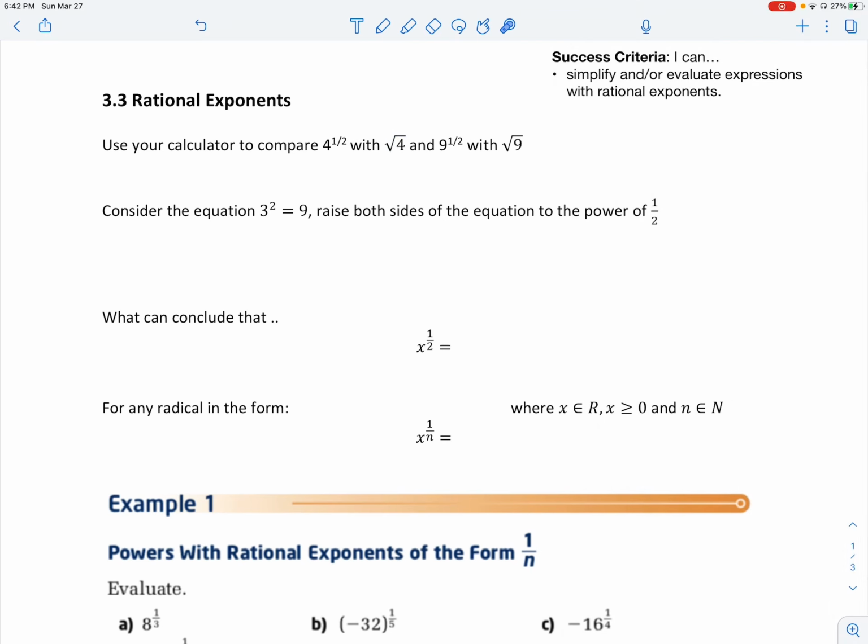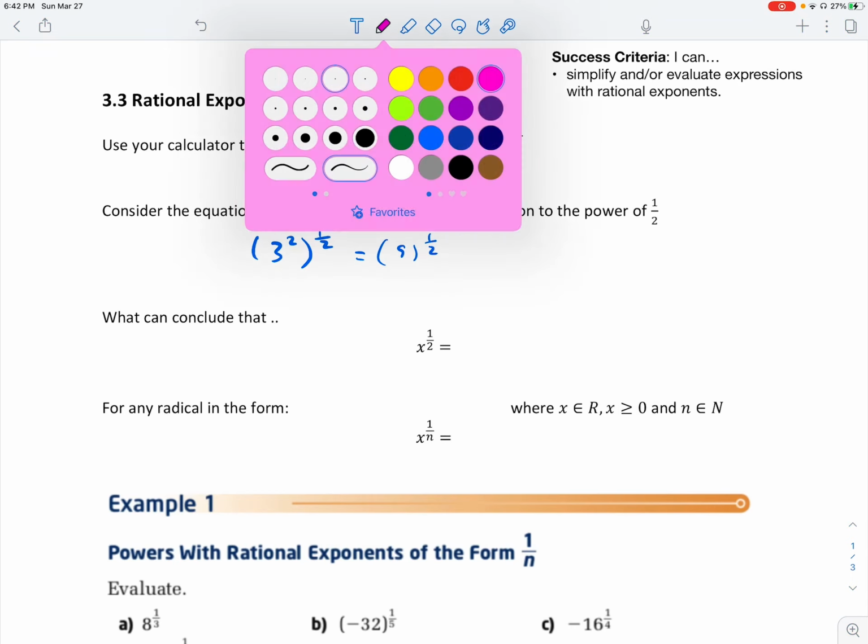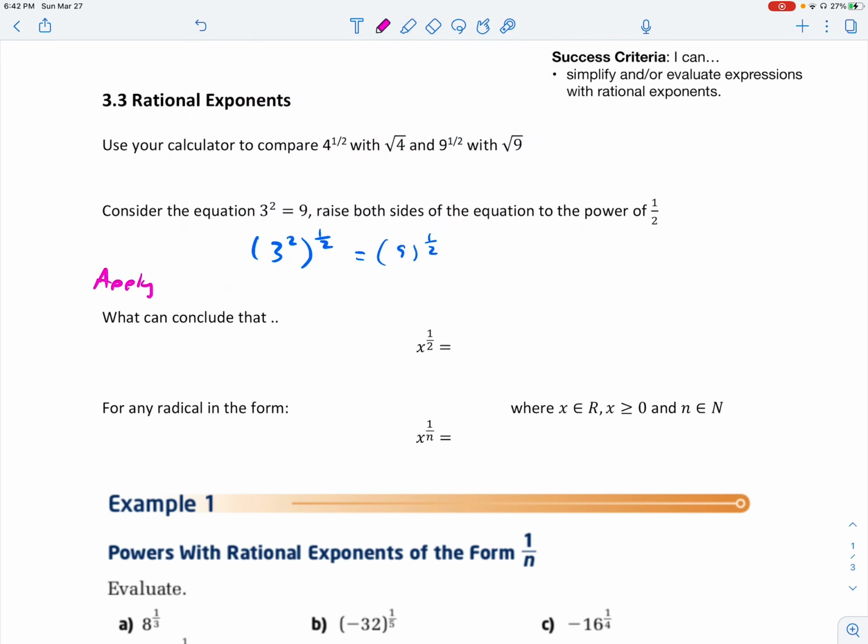Let's see if we can see this algebraically. Consider the equation 3 squared equals 9. This is a true equation. We want to raise both sides of the equation to the power of 1/2. That means take the left side, raise it to the exponent 1/2, and do the same thing with the right side. We can apply the power rule, because we have a power raised to an exponent. That means we have to multiply those two together.